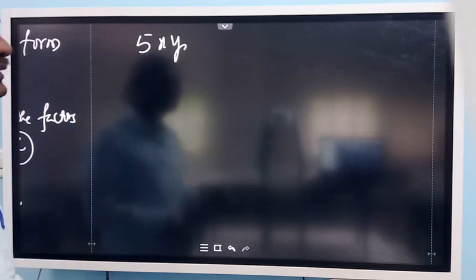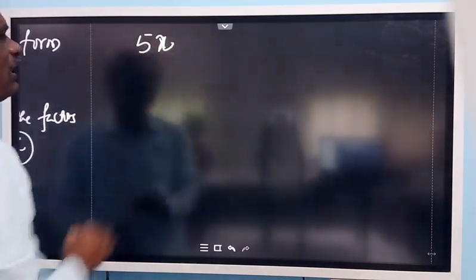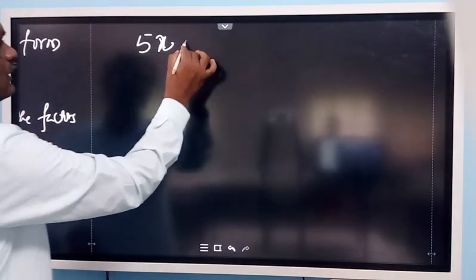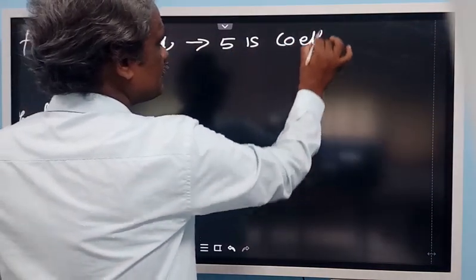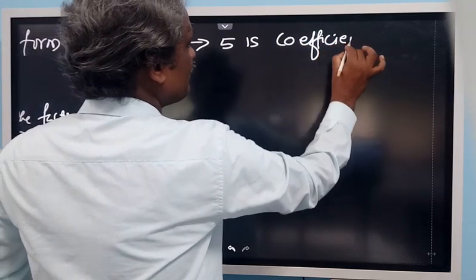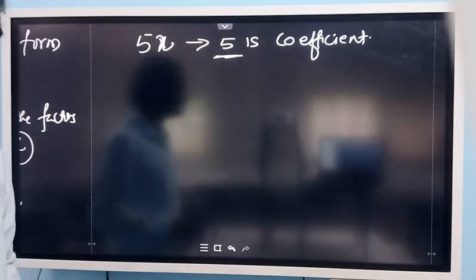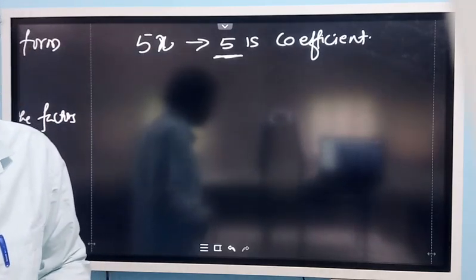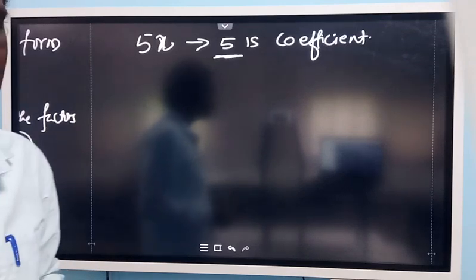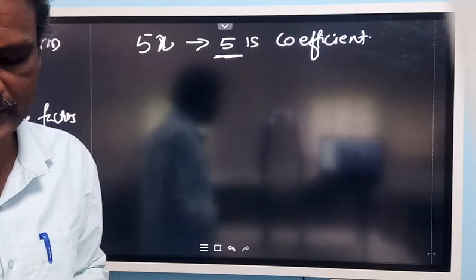5xy. Here look at this variable. Let us take only one variable. 5x. So here 5 is the coefficient. Either we say numerical coefficient or simply we say that it is a coefficient only. So you understood what is a term, what is a factor and what is a coefficient.